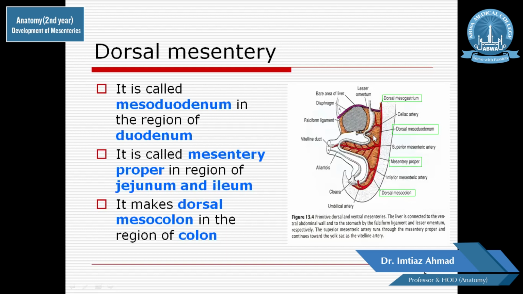So the dorsal mesentery is named after the organ to which it is attached. Here it is dorsal mesogastrium. Here it is dorsal mesoduodenum. Here it is mesentery proper. And here it is dorsal mesocolon. The structure is the same, but region-wise, it is named differently. Here it is dorsal mesogastrium. It is mesoduodenum here, and mesentery proper here, and mesocolon here. Okay.